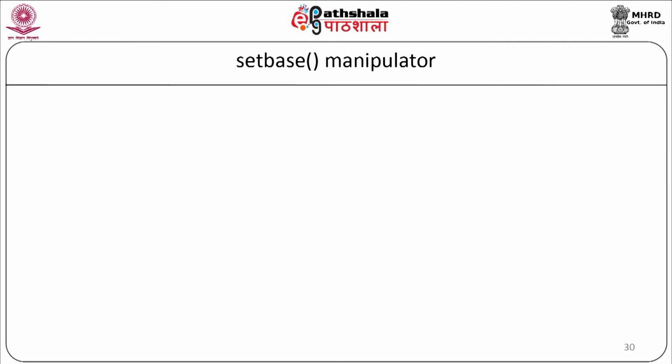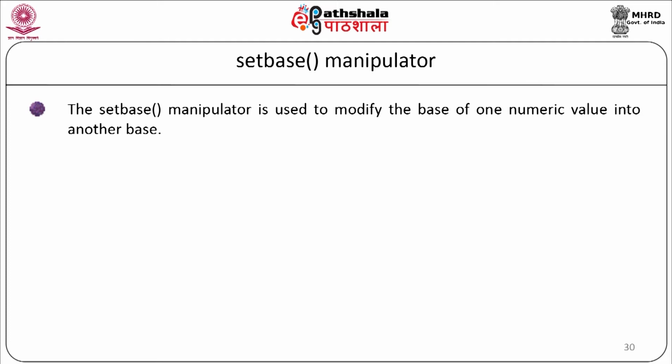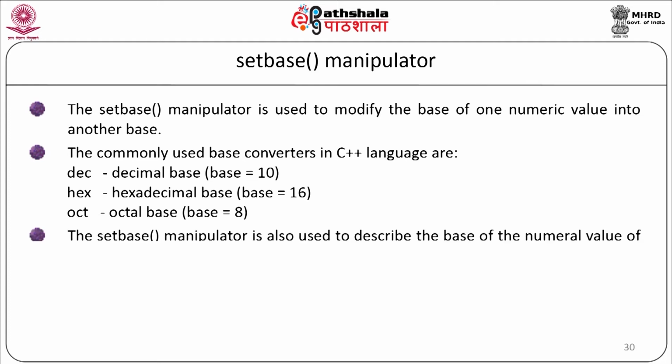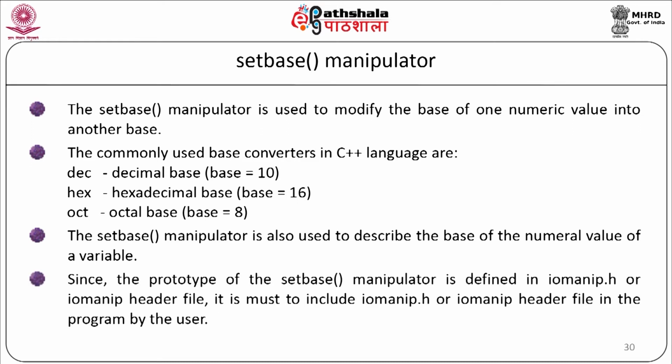Next is setbase. The setbase manipulator is used to modify the base of one numeric value into another base. The commonly used base conversions in the C++ language are dec, that is a decimal base where base is equal to 10, hex, that is a hexadecimal base where base is 16, and oct, that is an octal base where base is 8. The setbase manipulator is used to describe the base of a numerical value of a variable. Since the prototype of the setbase manipulator is defined in the iomanip.h or iomanip header file, it is a must to include the iomanip.h header file in the program.